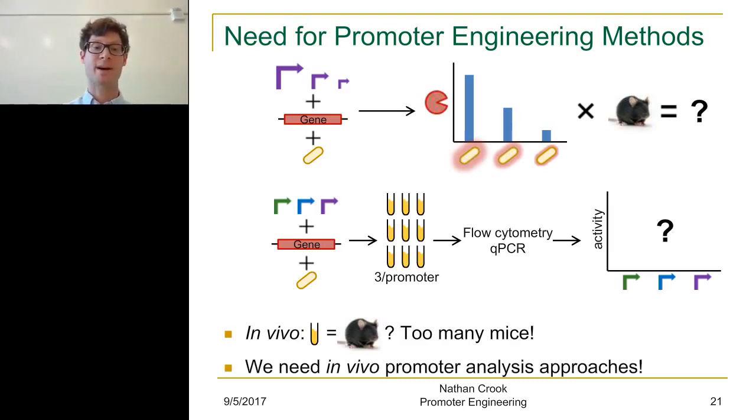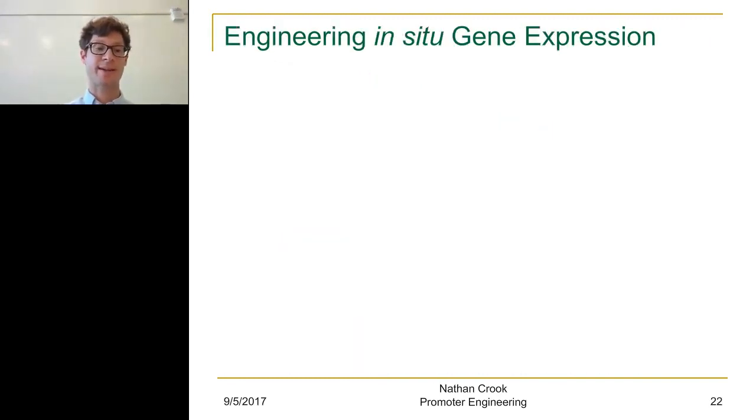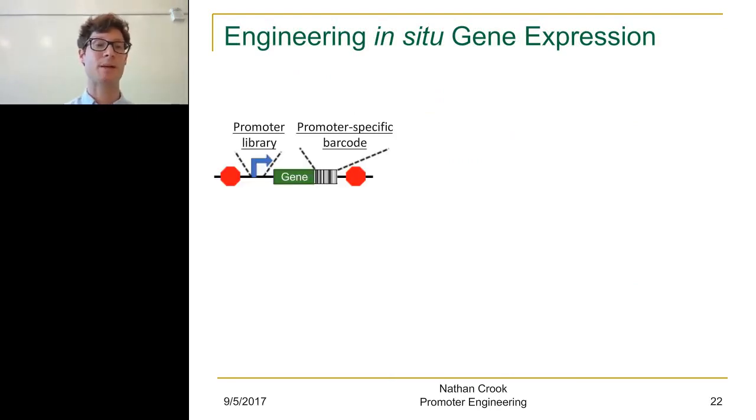So we need a high throughput in vivo promoter analysis approach. The way in which I decided to do this was through the following method. We would take a promoter library that we wanted to characterize in vivo, and for every promoter that we would test, we'd clone it in front of a reporter gene, and there'd be a unique mapping between that promoter and a promoter-specific barcode at the end of your gene of interest. So for every promoter you want to test, you have a unique DNA barcode. And this is a unique DNA sequence that doesn't really interfere with gene expression, but tells you which promoter that came from.